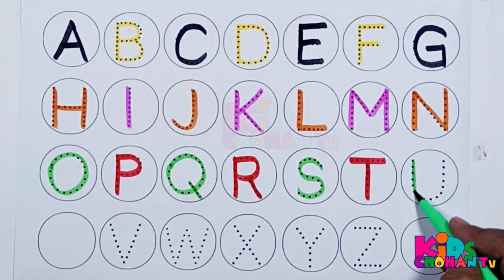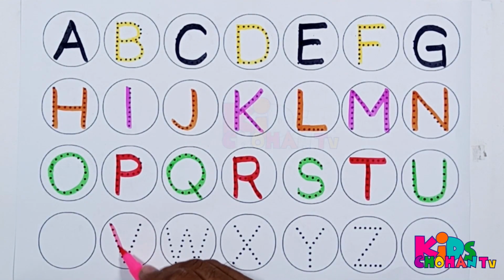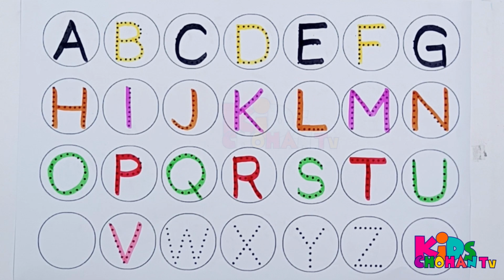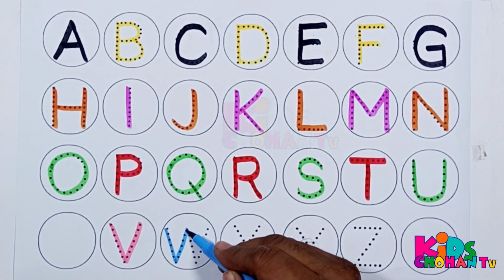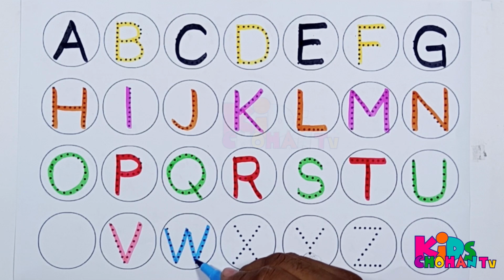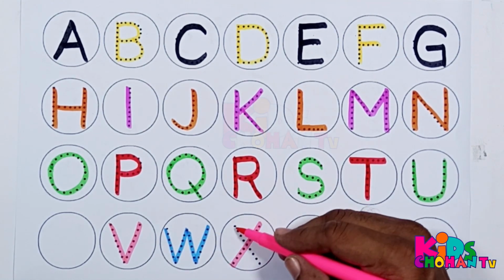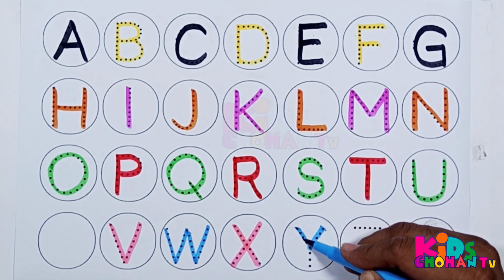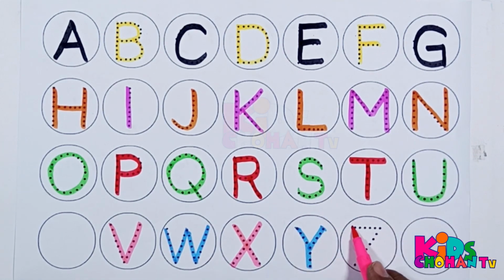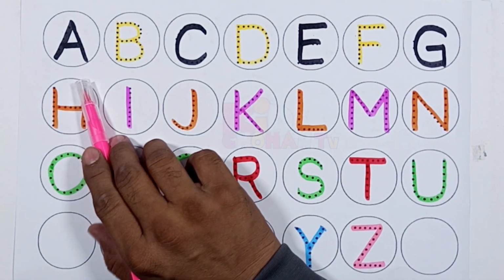This is letter U. Pink color, V. Kids, we are tracing letter U. W. X. Y. Z. Kids, read again.